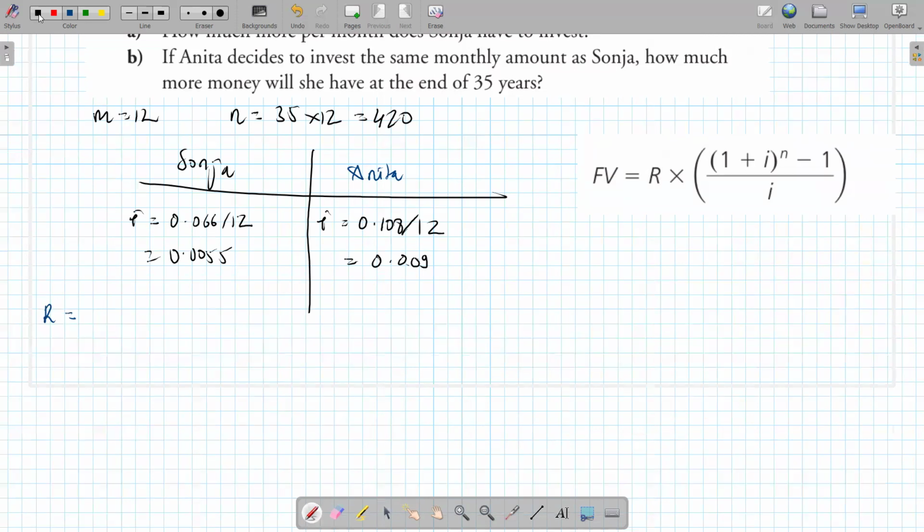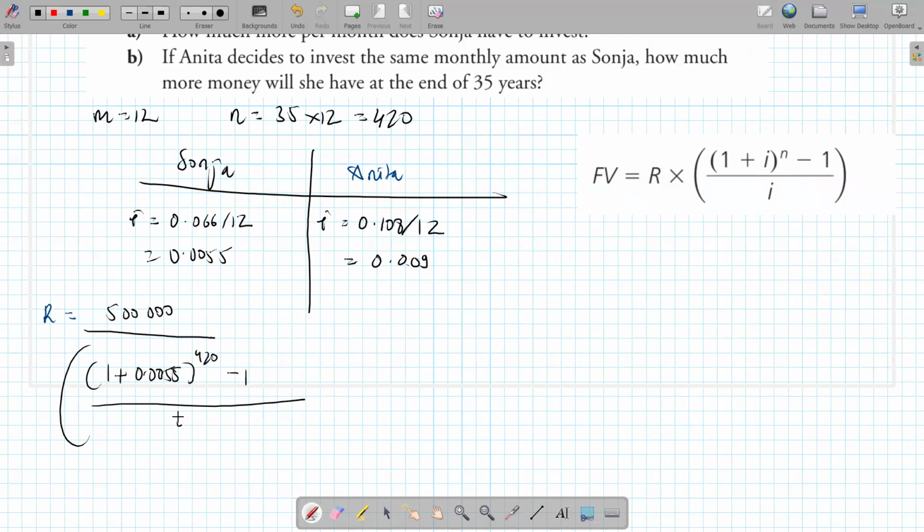To find R, you divide the future value, which is 500,000. To solve for R, you divide the future value by this entire bracket. So it's going to be 500,000 divided by 1 plus 0.0055 to the power of n, 420, minus 1, all over 0.0055.